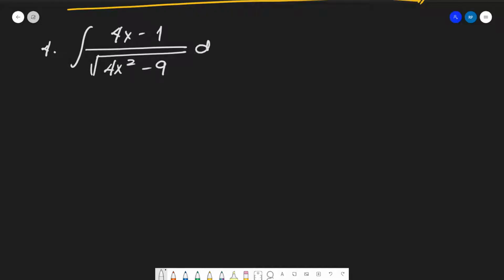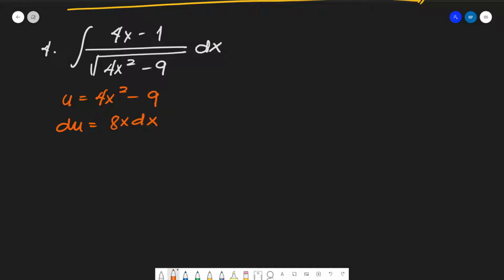Okay, so we have number 4. In number 4, we are asked to find the integral of 4x minus 1 over the square root of 4x squared minus 9 dx. Here, this is already in the standard form, but we need to check. So let us take the denominator as u. U is equal to 4x squared minus 9. Du is equal to 8x dx.